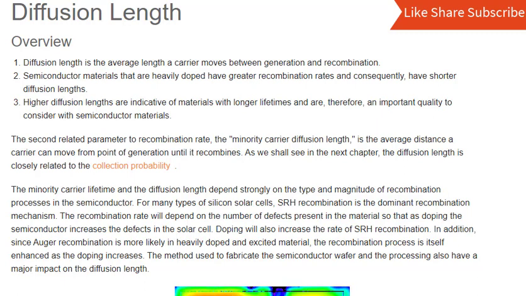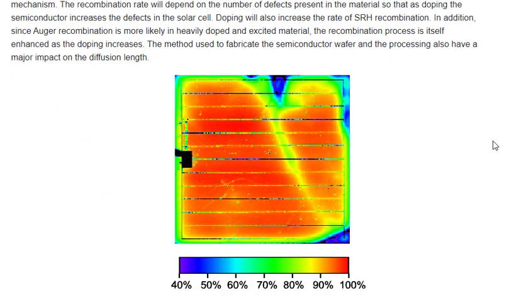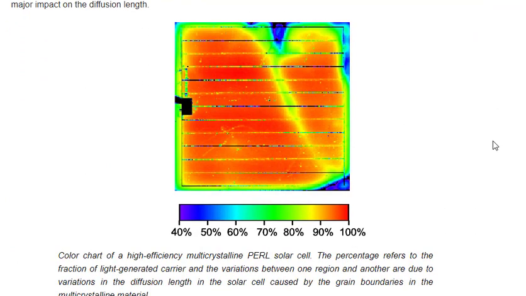As we shall see in the next chapter, the diffusion length is closely related to the collection probability. The minority carrier lifetime and the diffusion length depend strongly on the type and magnitude of recombination processes in the semiconductor. For many types of silicon solar cells, SRH recombination is the dominant recombination mechanism. The recombination rate will depend on the number of defects present in the material, so as doping the semiconductor increases the defects in the solar cell, doping will also increase the rate of SRH recombination.